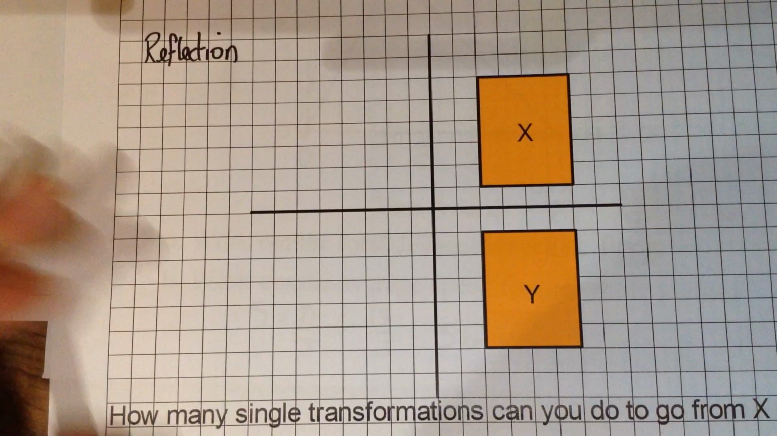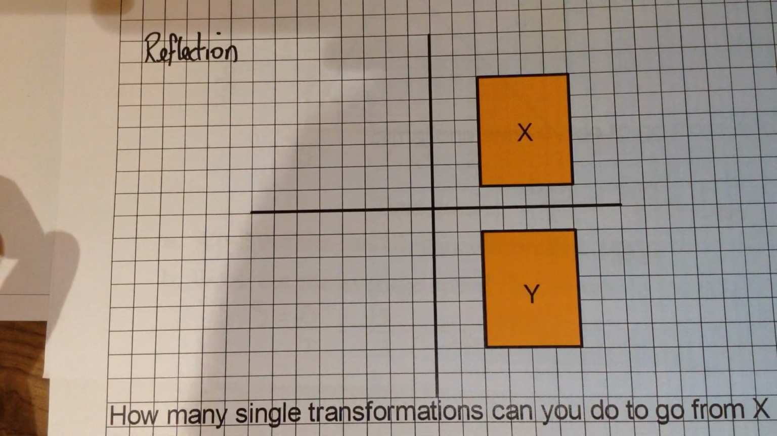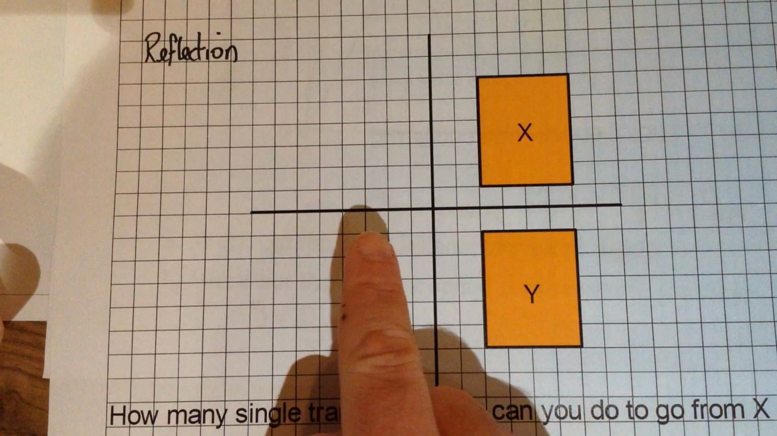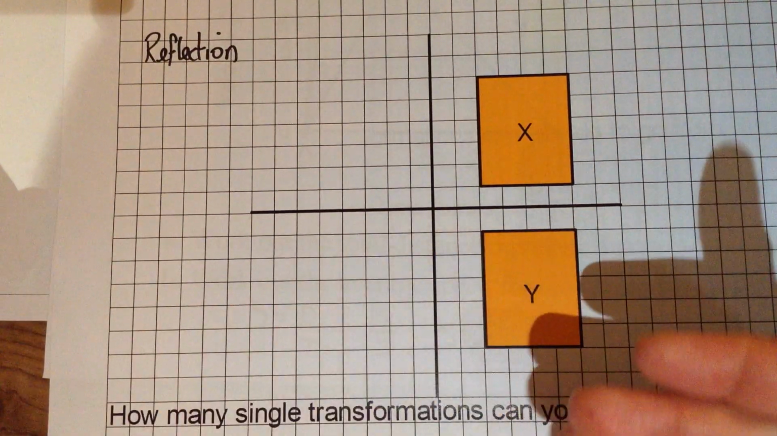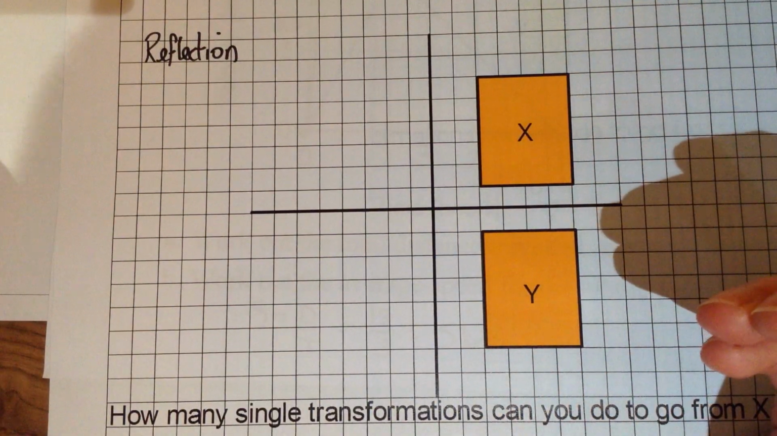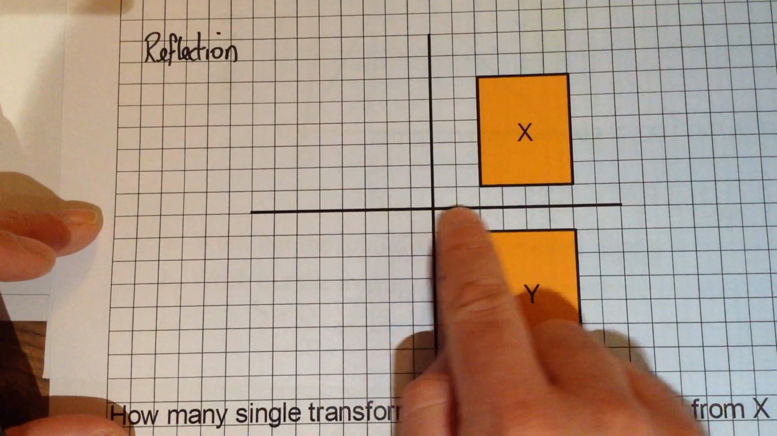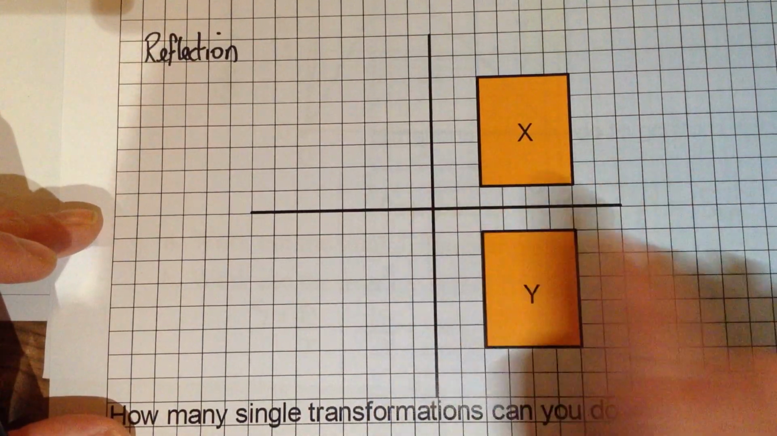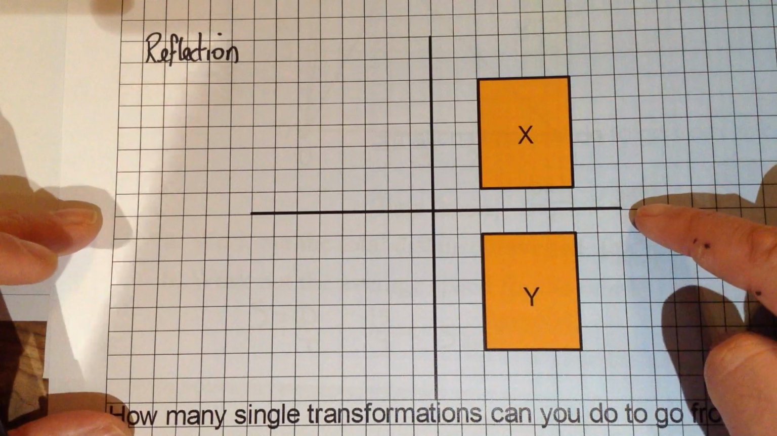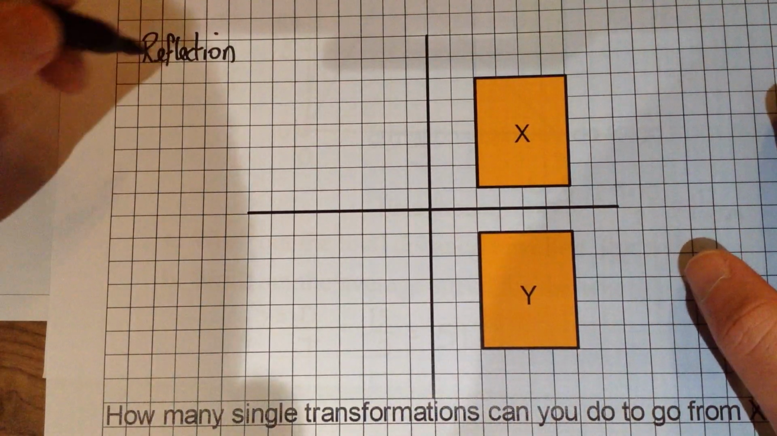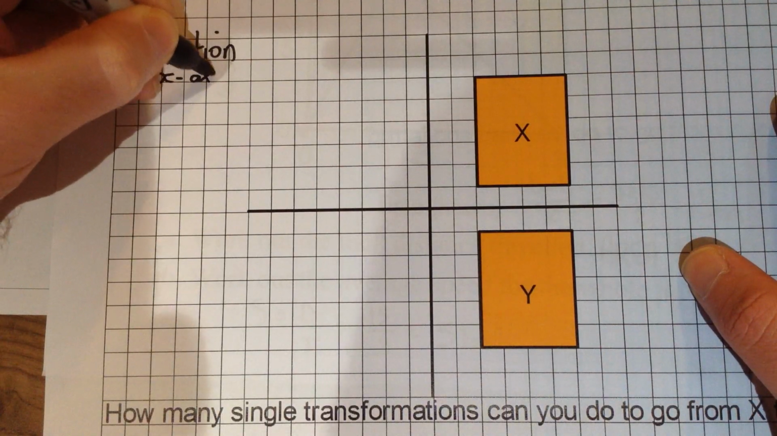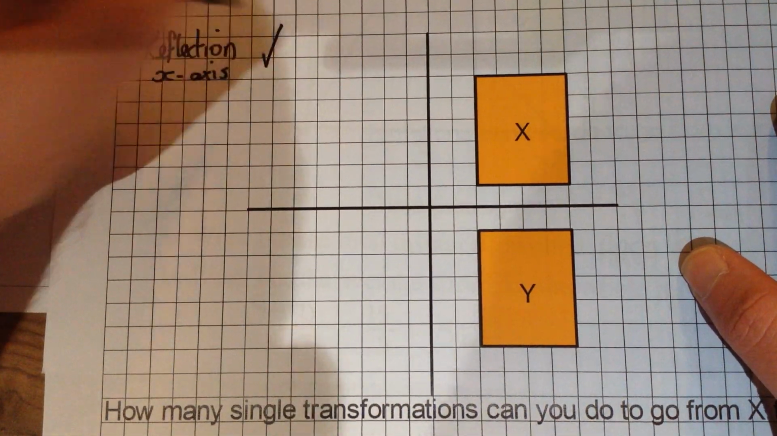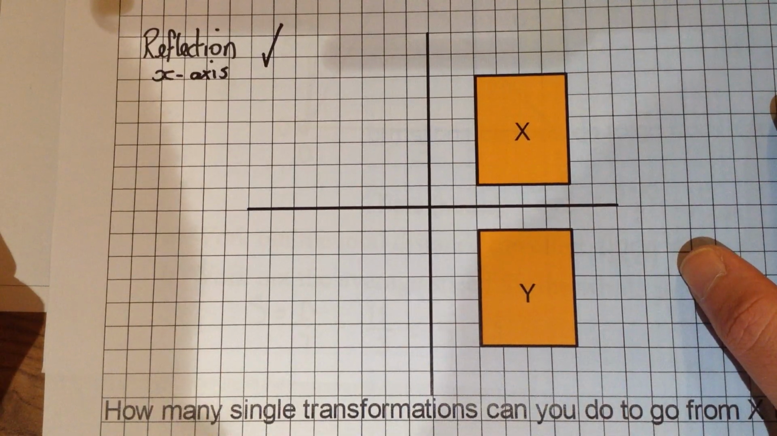Remember, to do a reflection you would need a mirror line. So the first thing we need to check is the potential line that we could draw on this that would then mean that X was reflected onto Y. And yes, there is. It's actually this line here. Now, it's not labelled, but this, remember, is the X-axis. So for reflection, yes, it would work, and it would be done in the X-axis. So yes, a reflection would work.